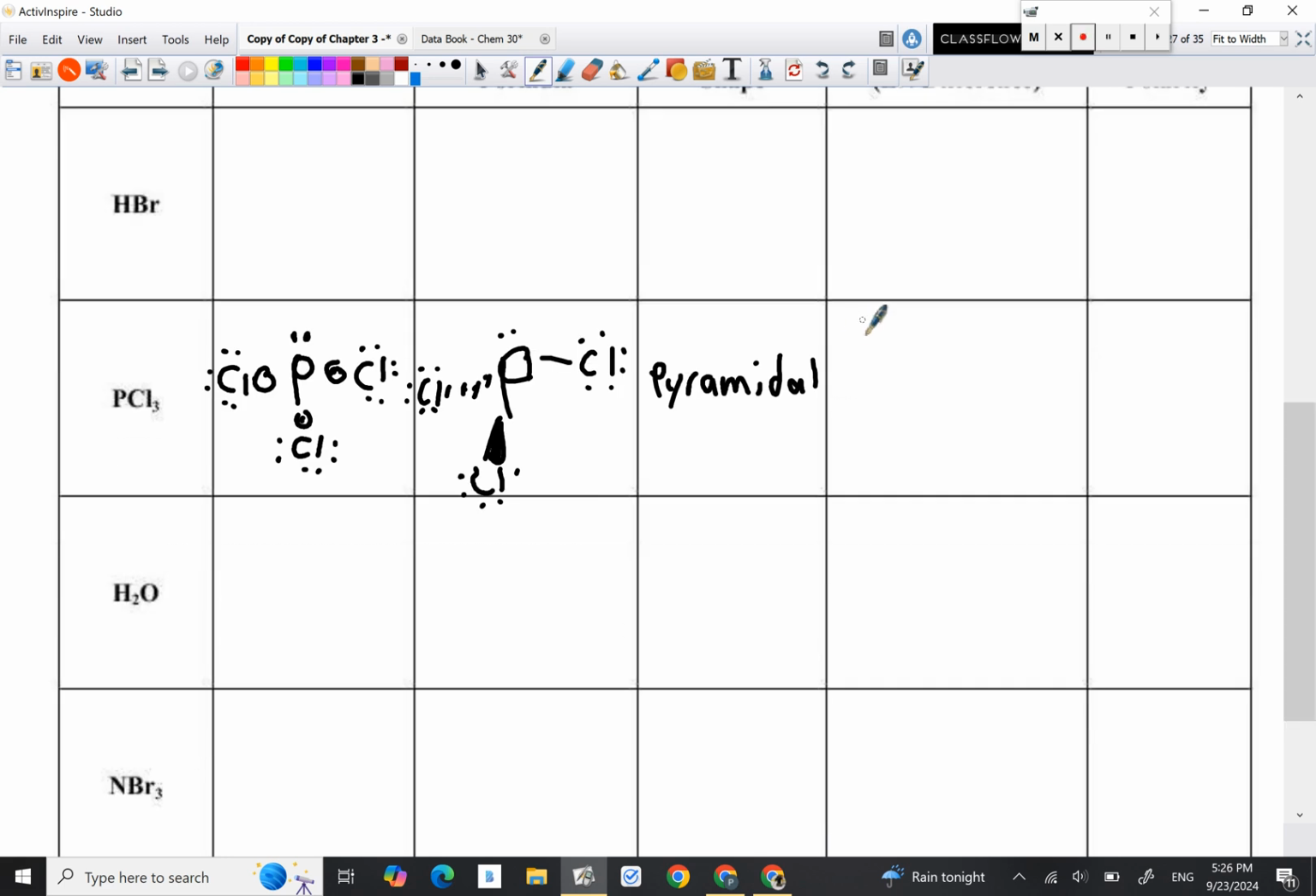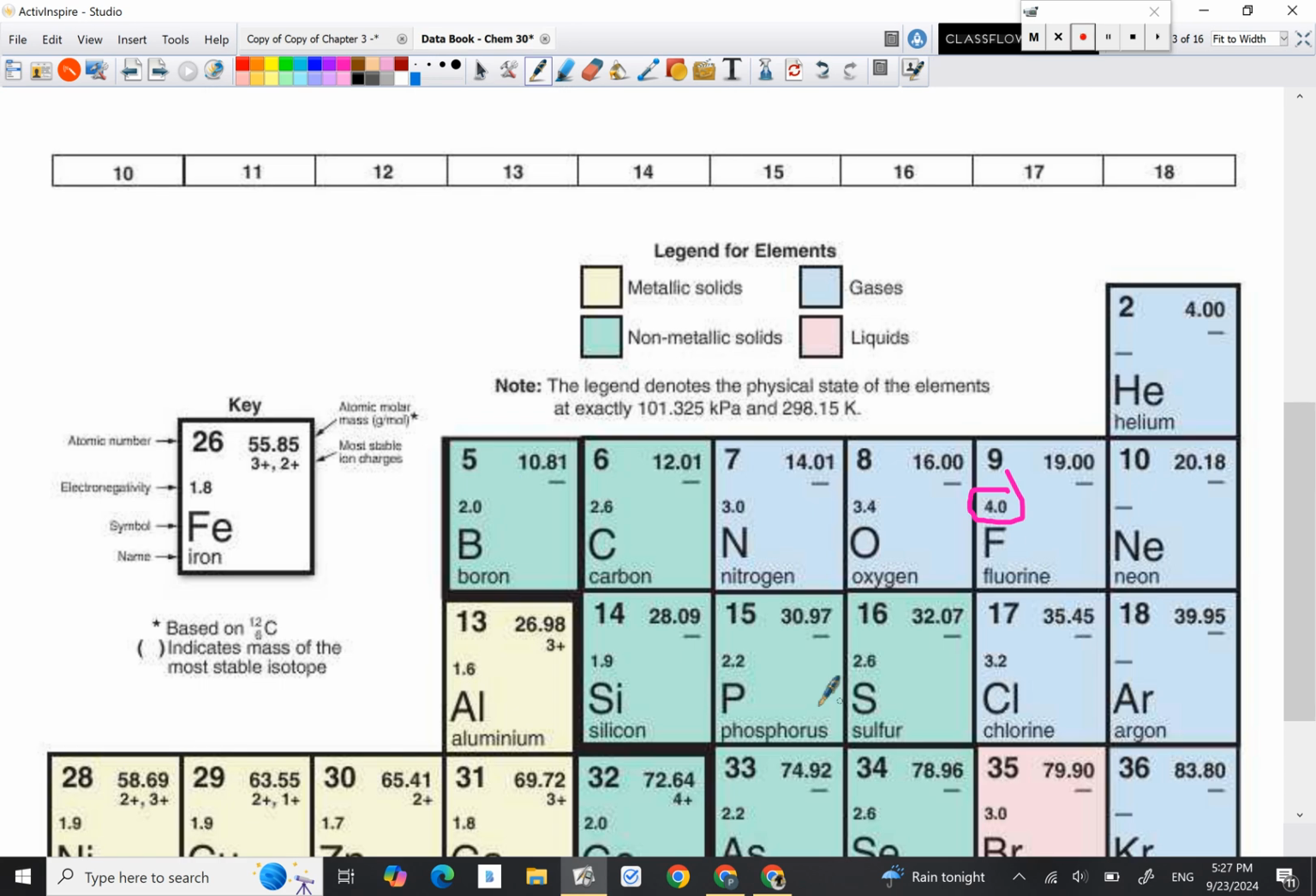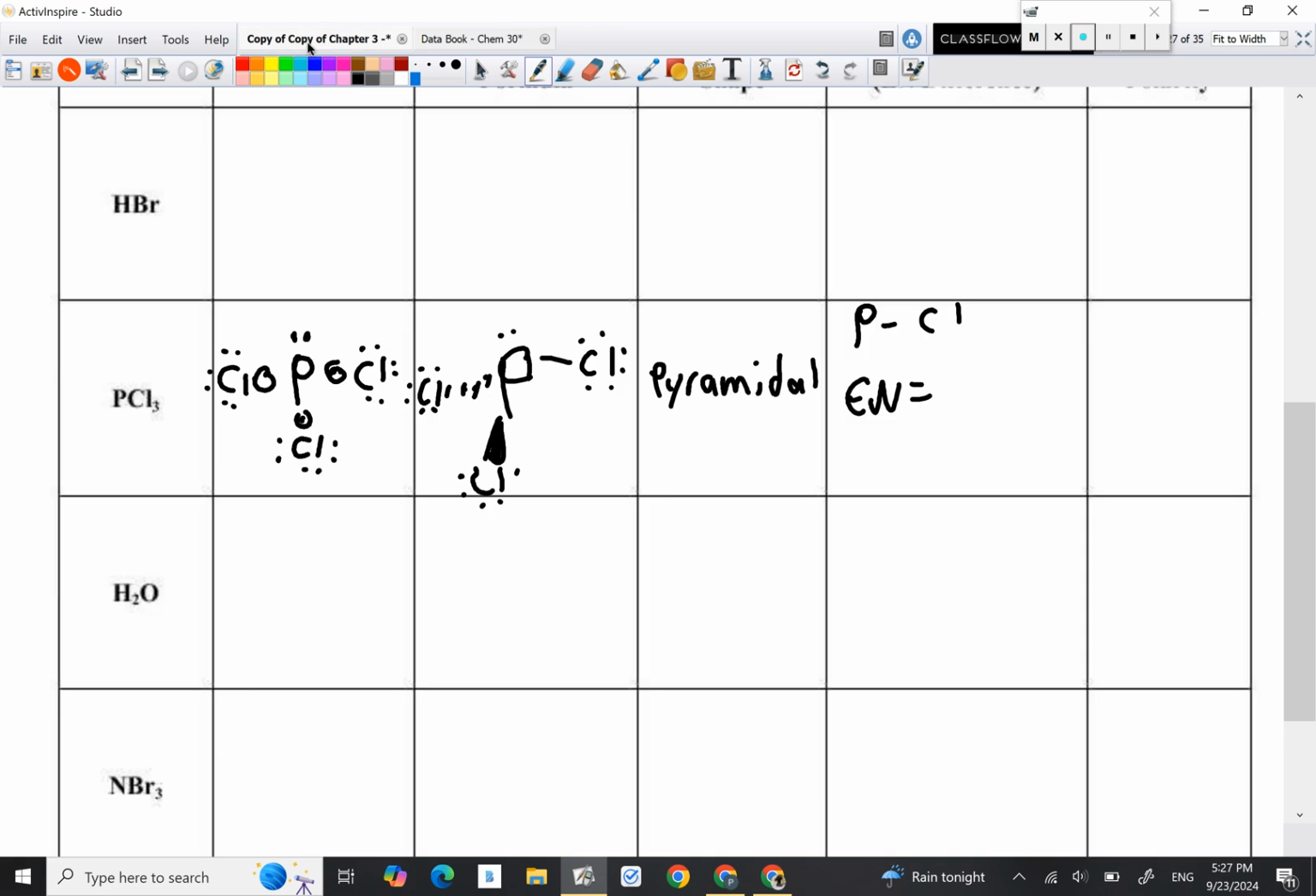So the only type of bond we have is phosphorus bonded with chlorine. So we go to our data booklet, we find phosphorus is 2.2, chlorine is 3.2. So we go 3.2 minus 2.2, and we're left with 1.0. So this is a polar covalent bond. Now, as mentioned before, pyramidal, that shape, yes, is polar. We have our polar covalent bond, so we have a yes for shape and a yes for bond polarity. So the molecule will be polar. And that's how we go through this.